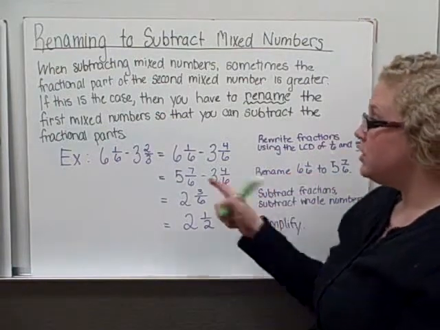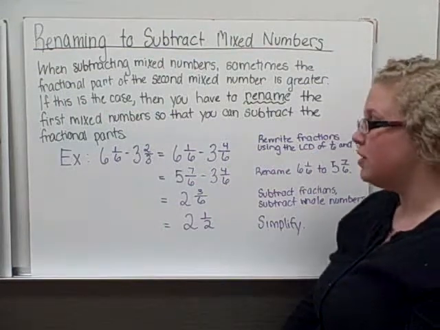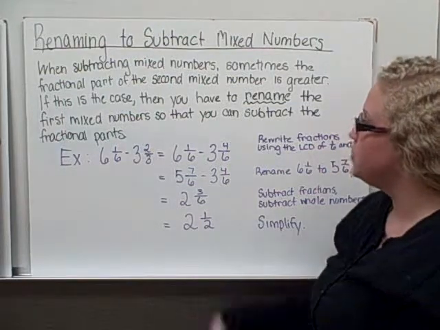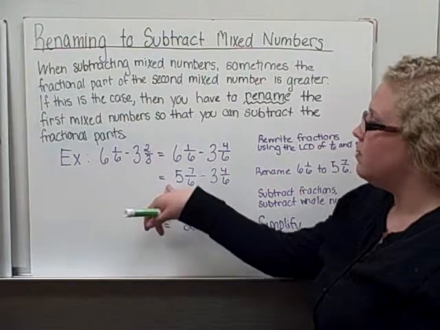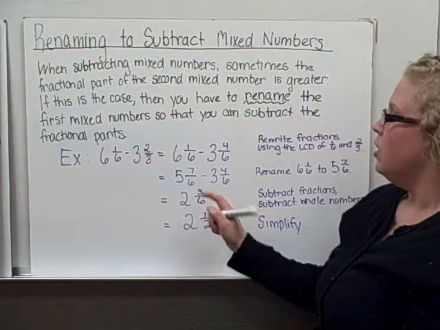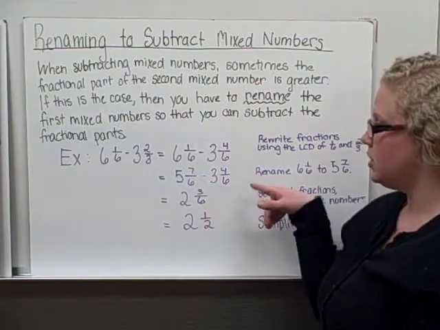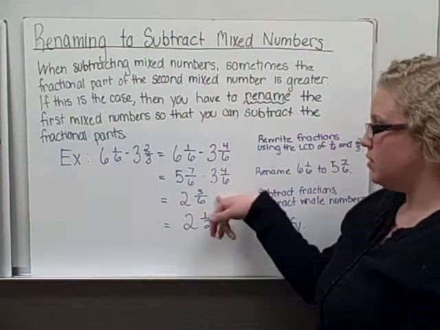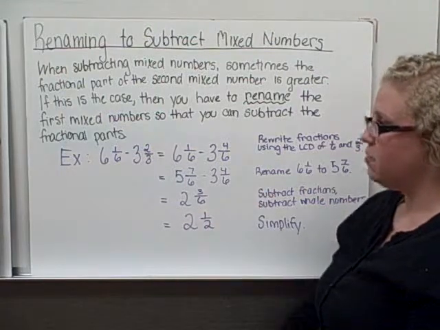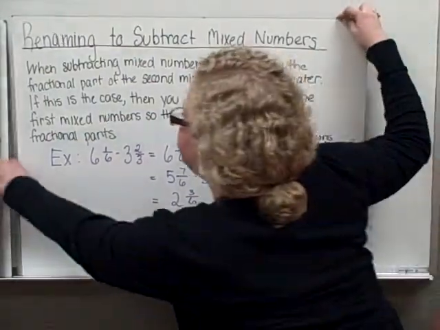But when we go to do that, we see that for 1/6 minus 4/6, the first number is smaller than the second number, so that's a little strange. This is where renaming comes into play. We're going to rename 6 and 1/6 as 5 and 7/6, and then we have numerators that we can subtract. So we subtract the fractions, 7/6 minus 4/6 is 3/6, and 5 minus 3 is 2. 2 and 3/6 simplifies to 2 and 1/2, so that's our final answer.